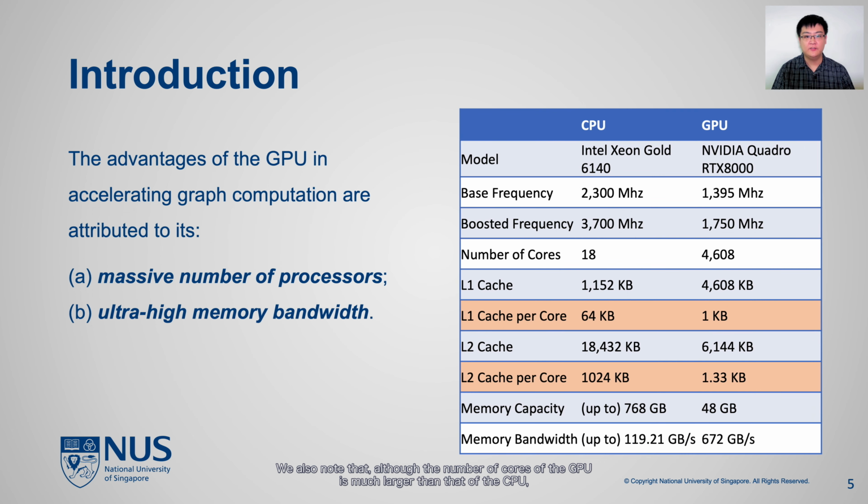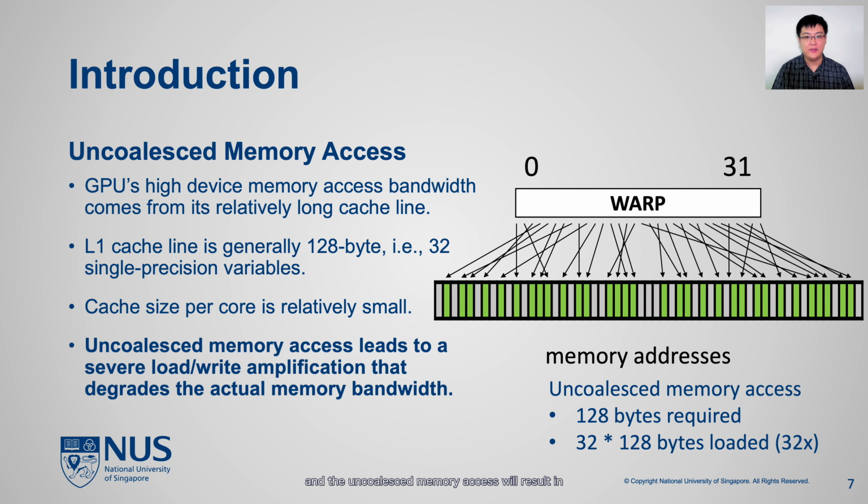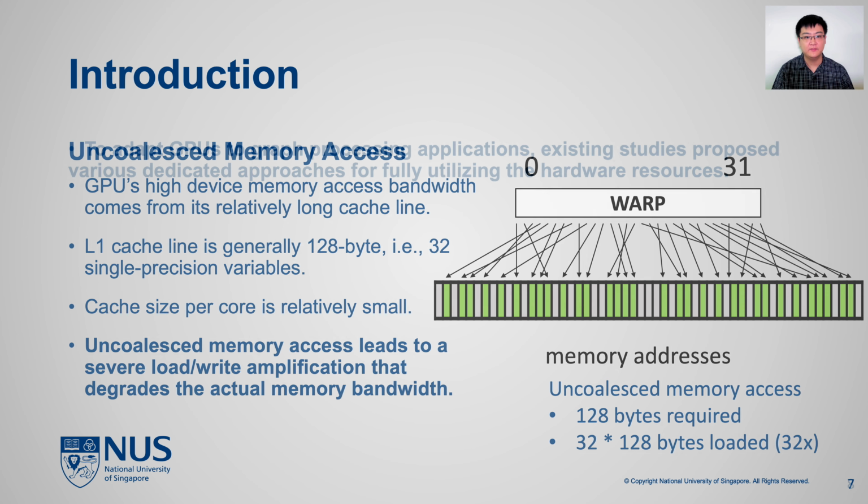We also note that although the number of cores of the GPU is much larger than that of the CPU, the size of its cache at all levels has not multiplied with the number of cores increasing. This means that the cache allocated to each GPU core is much lower than that of the CPU. Consequently, irregular memory access patterns will be difficult to mitigate by the cache, and the uncorrelated memory access will result in a severe load amplification that degrades the actual memory bandwidth.